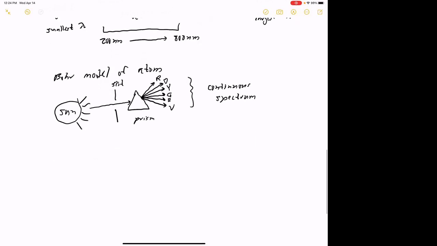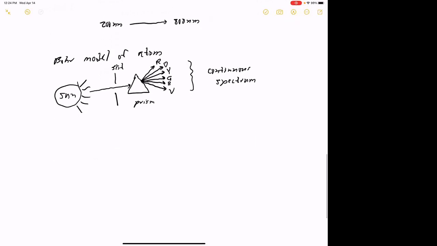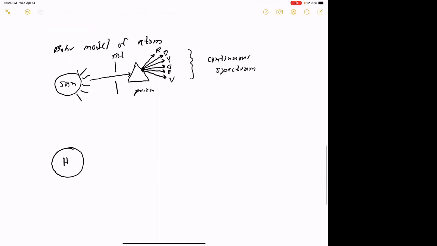All right, now let's do an experiment. Let's have another light source over here, but in this case, we're going to take a hydrogen atom. That H there represents a hydrogen atom. And I'm going to put that hydrogen atom in an electrical discharge.